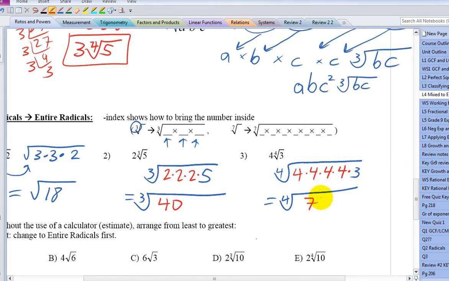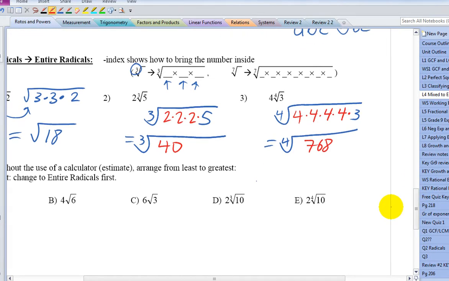$768, is that right? Good. Okay. There we go. Any questions?